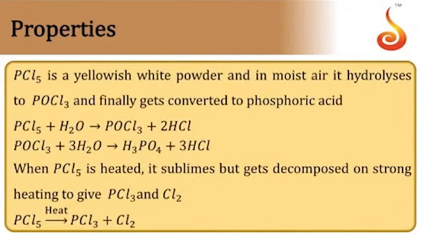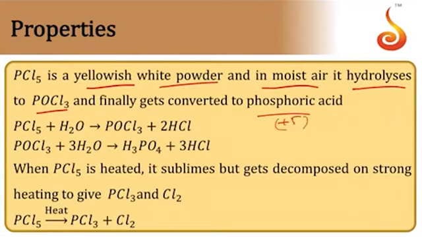Then its properties: PCl5 is a yellowish white powder, and in moist air it hydrolyzes to POCl3 first, and finally it changes into phosphoric acid. Phosphoric acid has the +5 oxidation state, and PCl5 has the +5 state, so during hydrolysis the oxidation state remains the same. First it forms POCl3. So PCl5 with water forms POCl3 first. Again with excess water, POCl3 changes into H3PO4. So PCl5 finally becomes H3PO4.